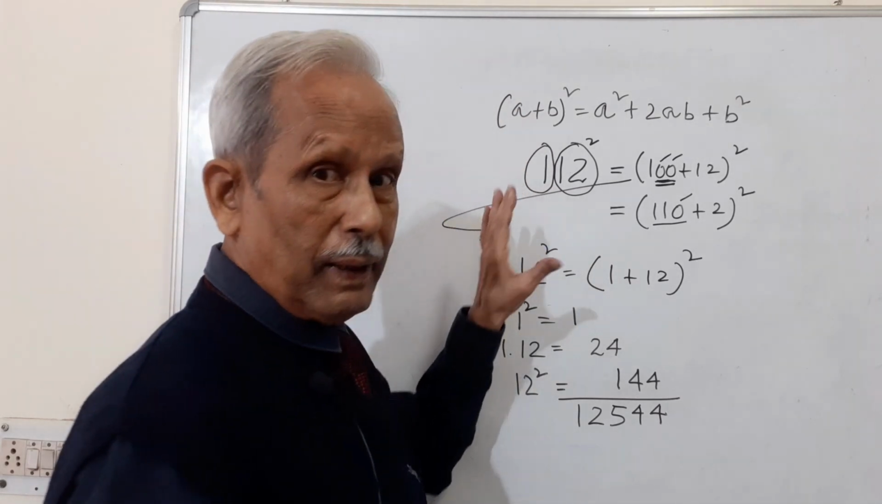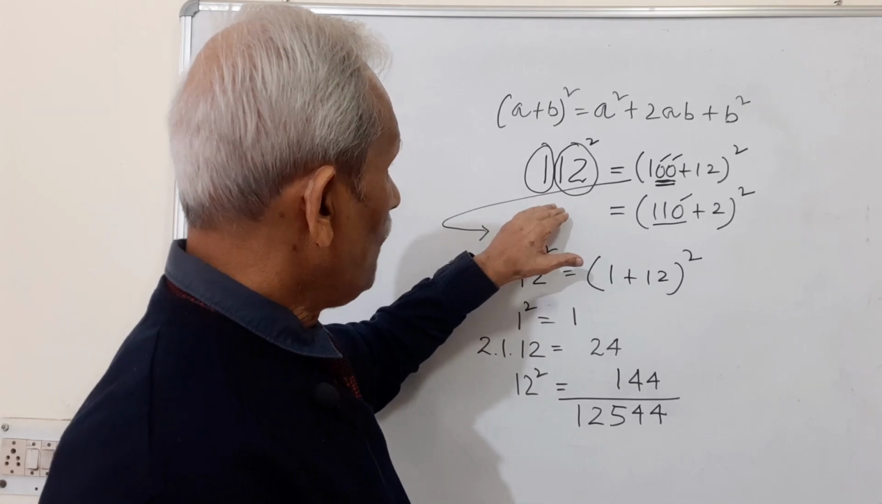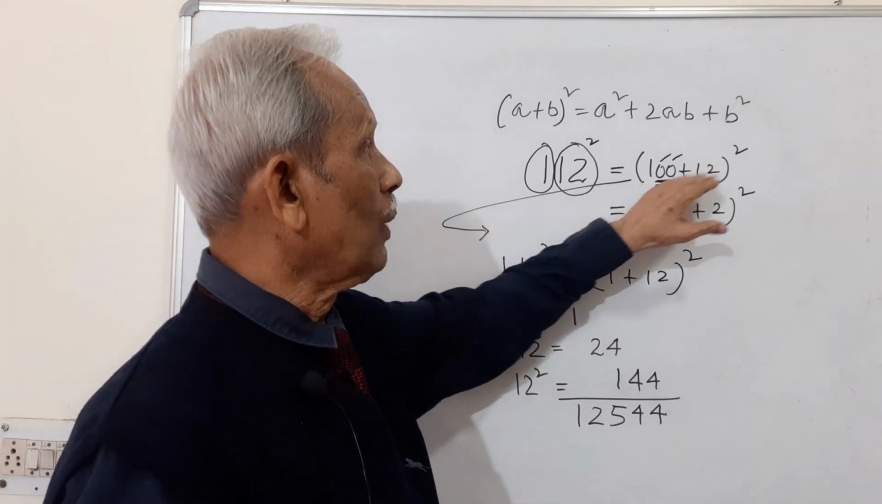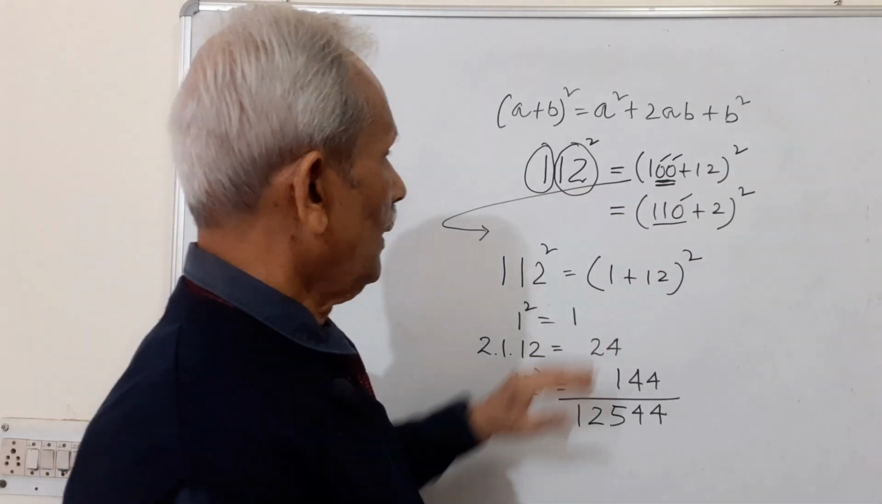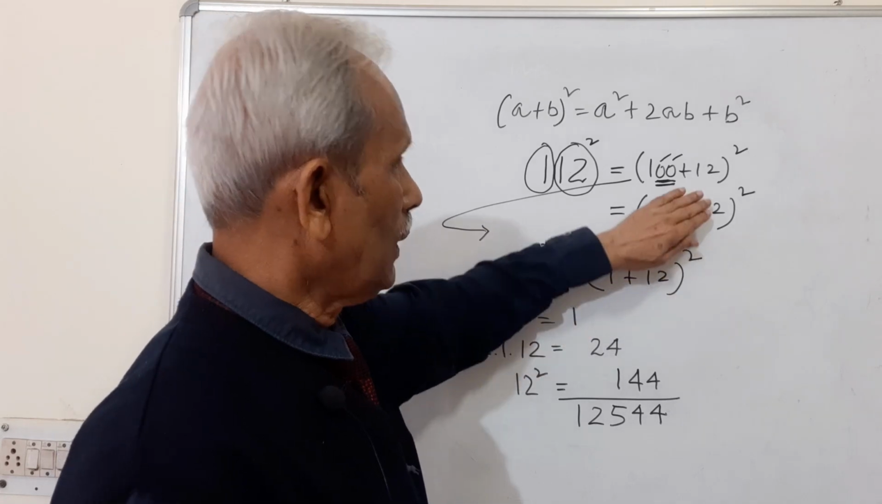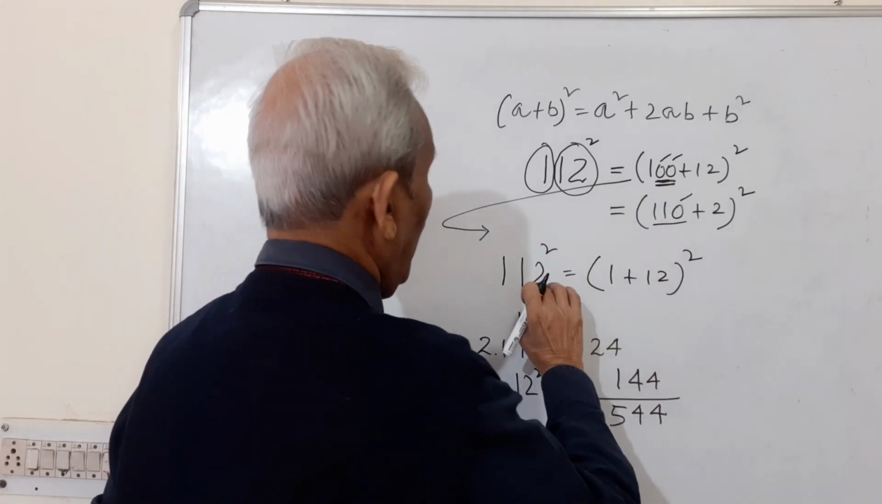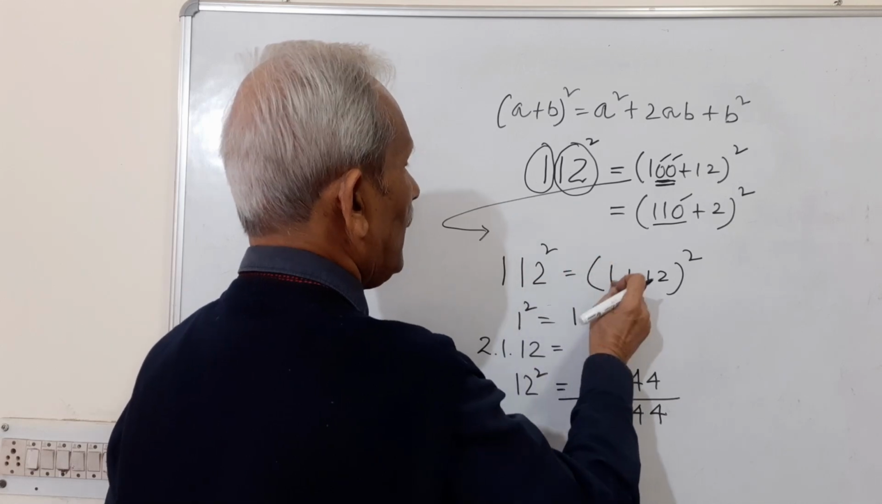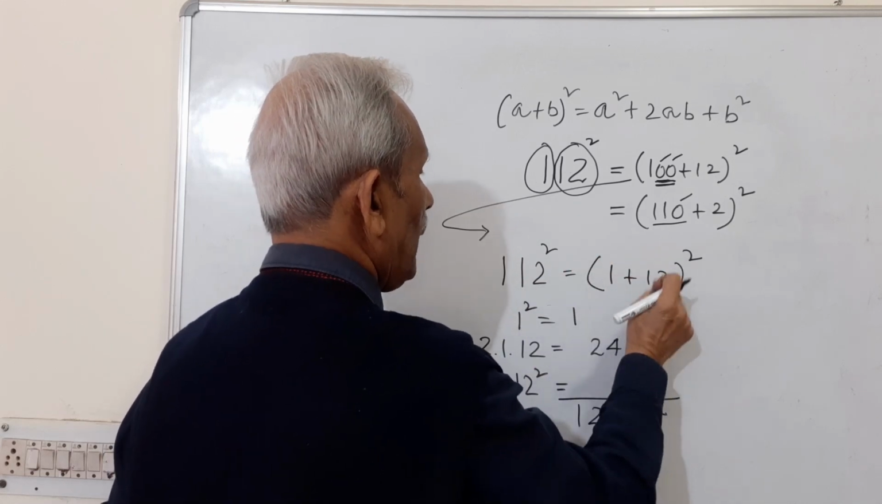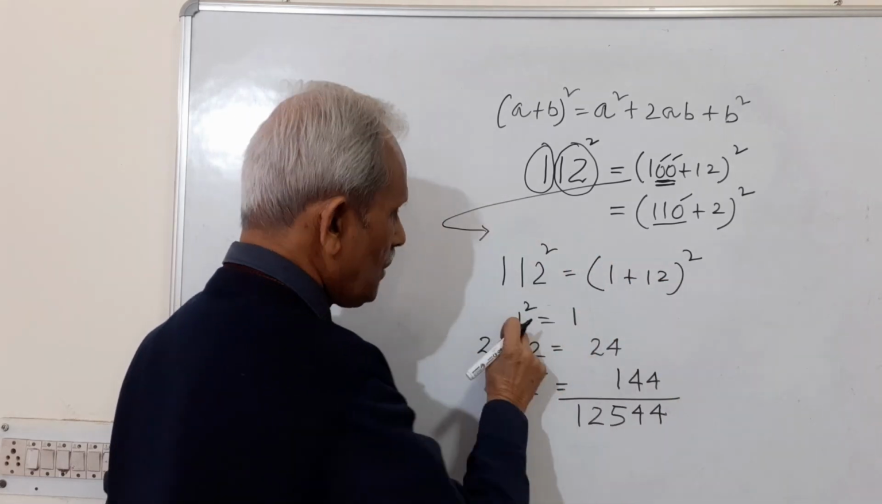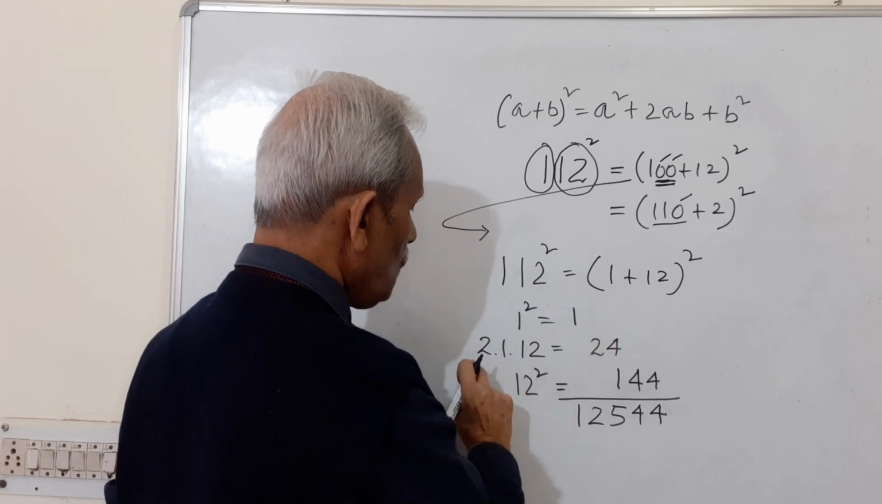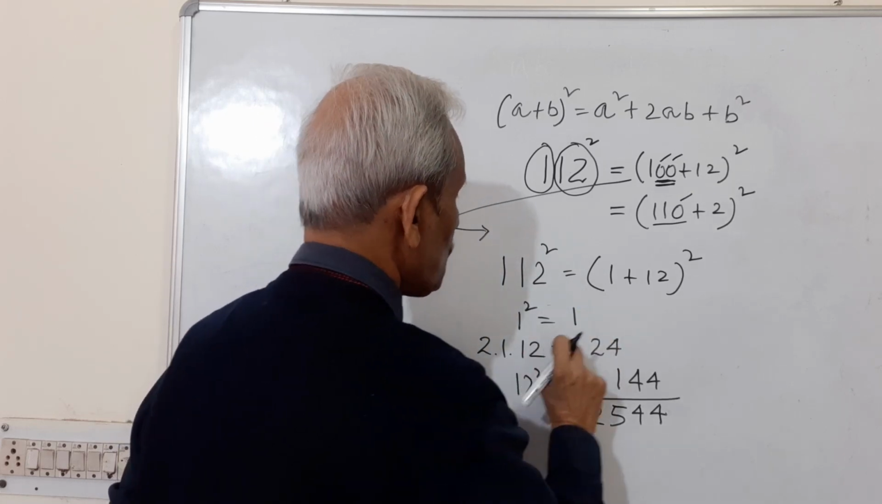I'll explain it again. 112 square can be written as 100 plus 12 square. It can also be written as 110 plus 2 square. This we'll see later on. First this part. Here 112 square, we are taking A as 1 and B as 12. So A as 1, A square is 1. 2AB, 2 into 1 into 12 is 24.